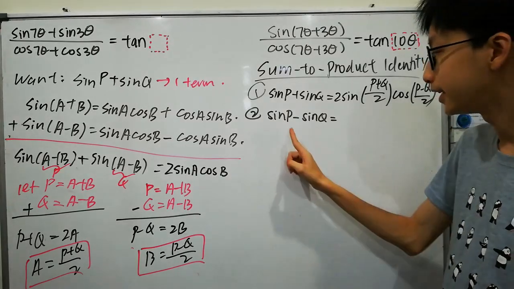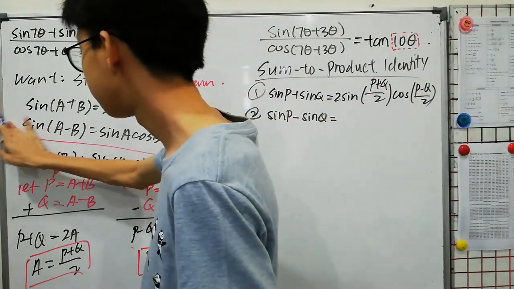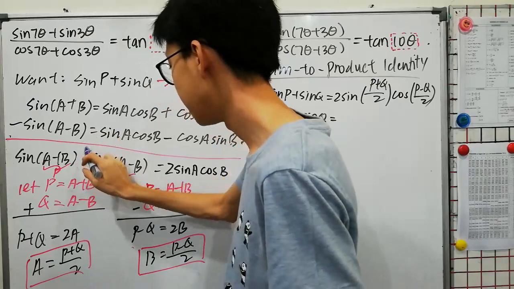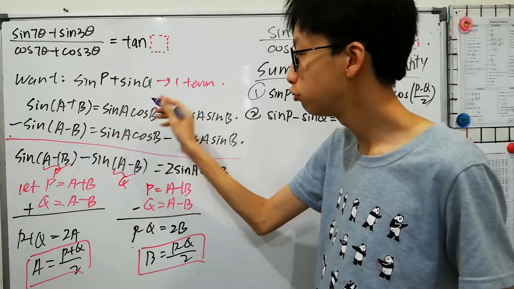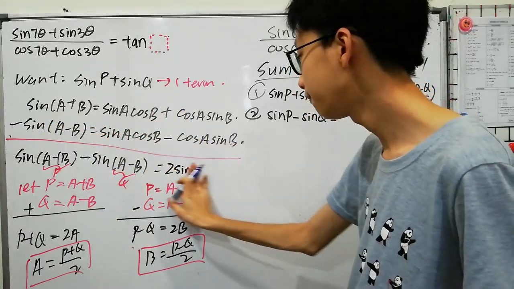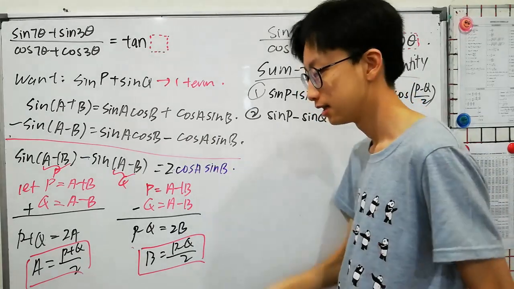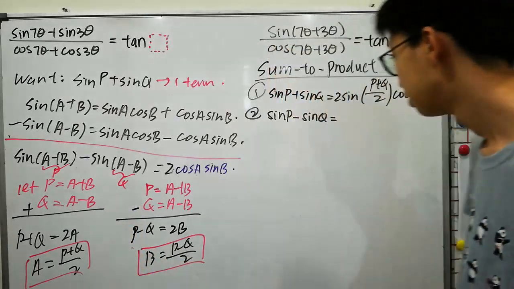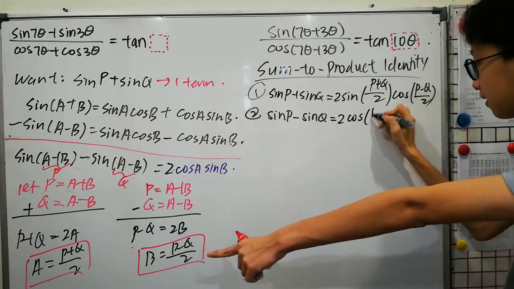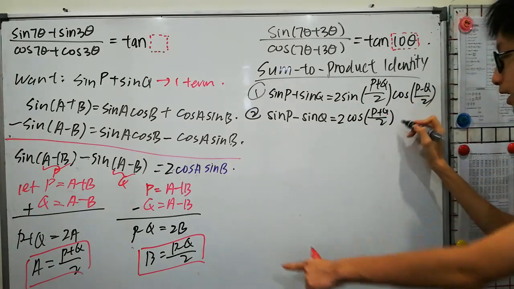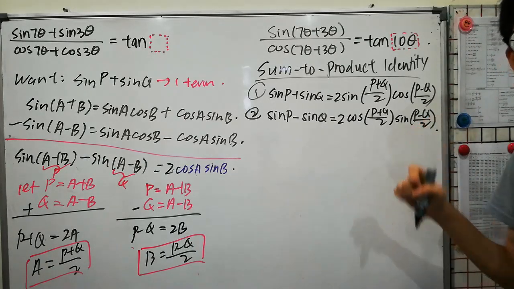The second identity is sine P minus sine Q. So this time, instead of plus, we will try to minus it. It will be a minus here. And this time, instead of sine A cos B, because we minus it, the two of them will cancel out each other. Instead, we will have 2 cos A sine B. Alright? This part here, don't touch. Come here. We have 2 cos of A, which is (P plus Q) over 2, sine of B, which is (P minus Q) over 2. And this is the second identity.